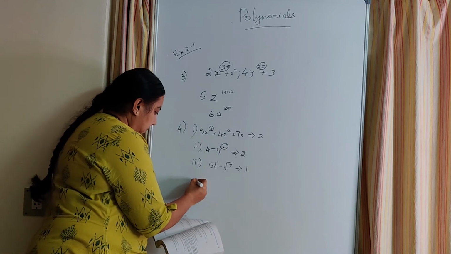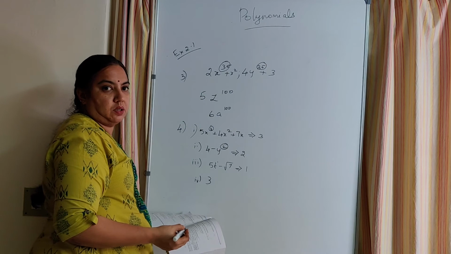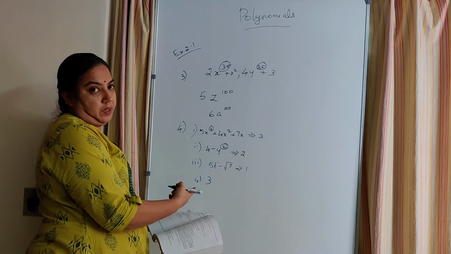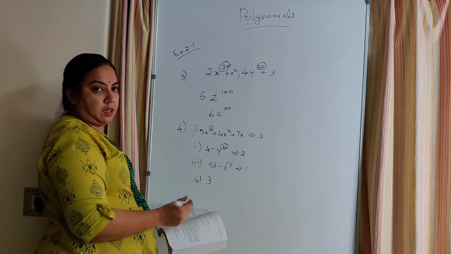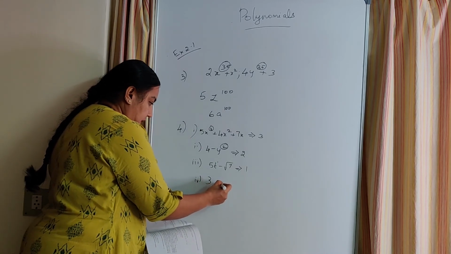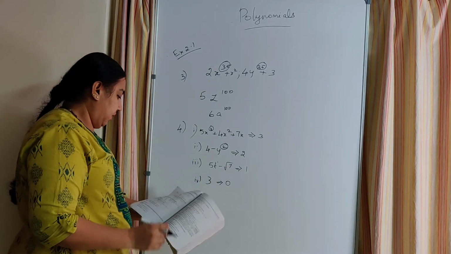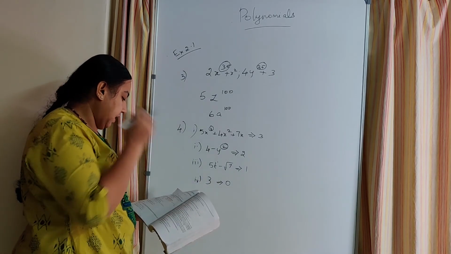And then the last sum, 3. There is no variable term at all. So this is called a constant polynomial. When there is no variable, it is called a constant polynomial. So what is the degree of this polynomial? 0. No variable, so 0. So this is the end of the fourth sum also. We'll go to the fifth sum.